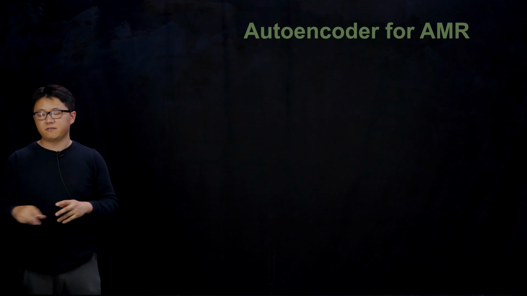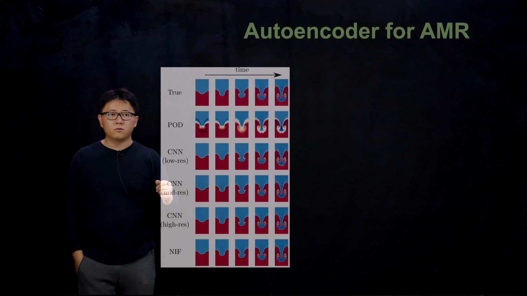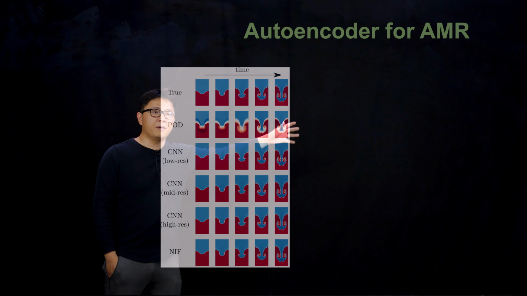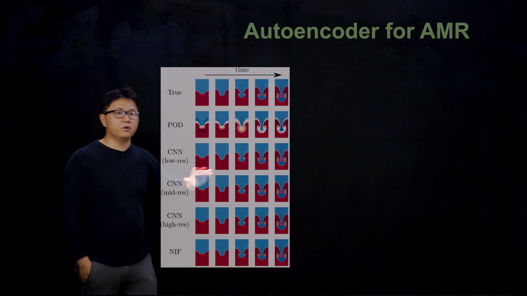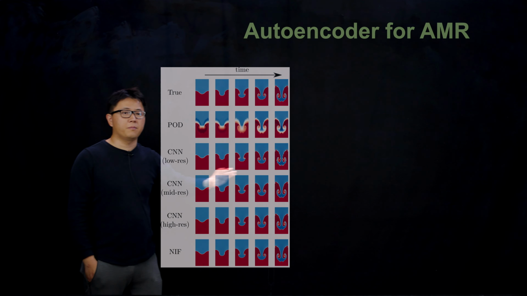This is a very famous Rayleigh-Taylor instability problem, where you have heavier fluid above and lighter fluid below, and the interface will have instabilities and produce beautiful mushroom phenomena. As you can see, this is the result when you apply POD, and here is the result when you apply CNN with different resolutions, basically different levels of pre-processing for your data set, and the last one is NIF.